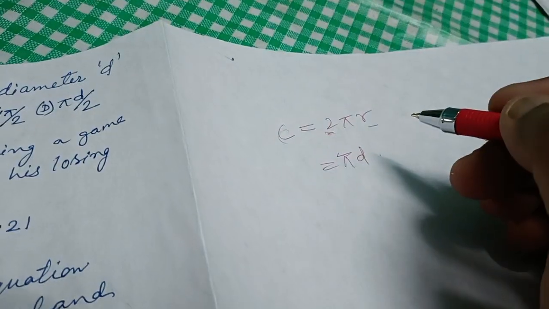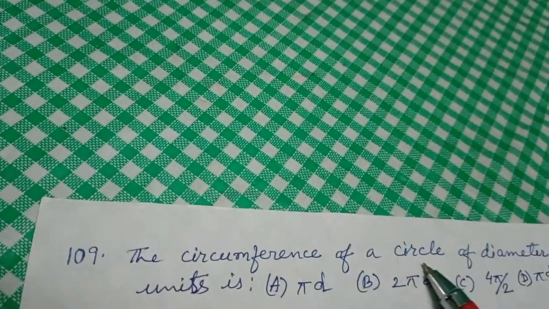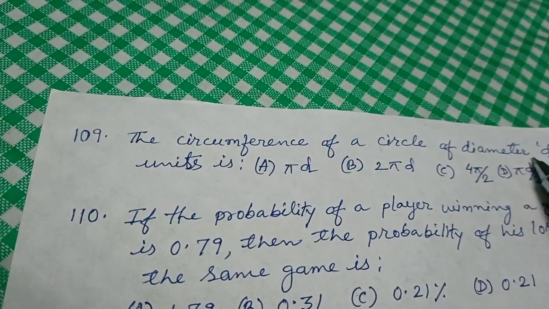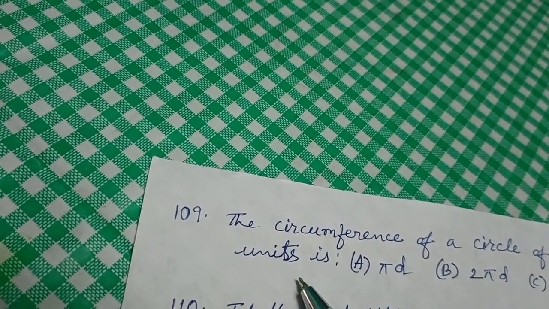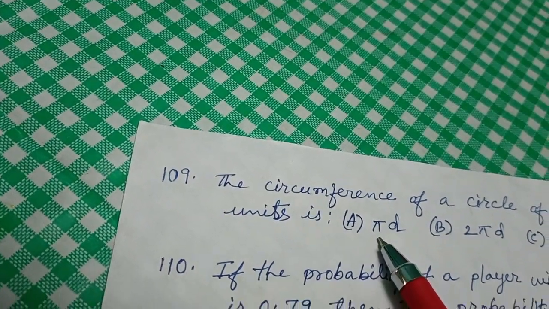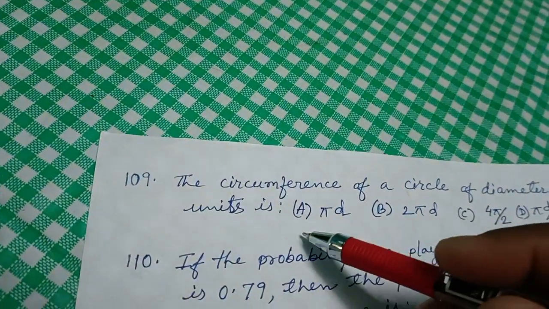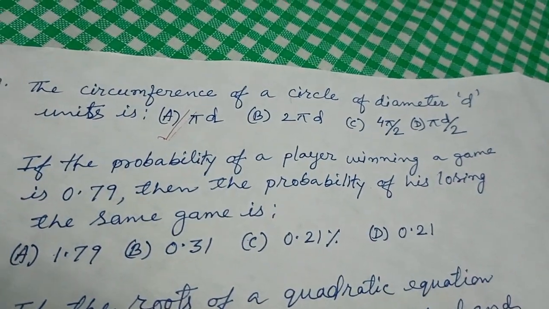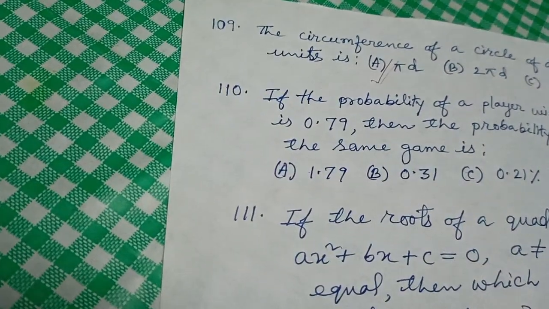Clear? Now in our formula they asked the circumference of a circle of diameter d units, it will be what? You see here pi d, so pi d is the answer. The circumference of a circle of diameter d units is pi d. So as per your question, this should be your answer. Clear? Now our next question.